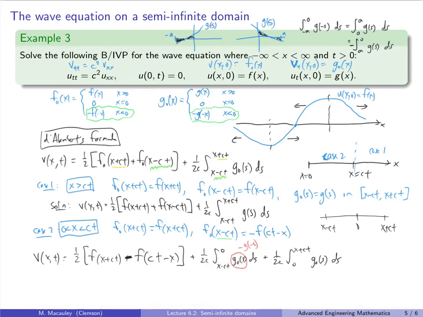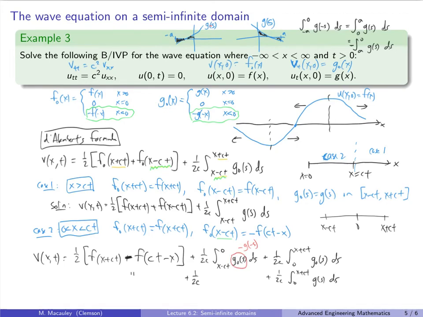So let's now work with this integral. First of all, I'm just going to put quotation marks here. Nothing here is going to change. Let's also deal with the second one, because this is easy. 1 over 2c, integrating from 0 to x plus ct, g of s ds. Again, when x is positive, g naught is just g, and here's the tricky one. And it's tricky because it's easy to mess up these little details. 1 over 2c.